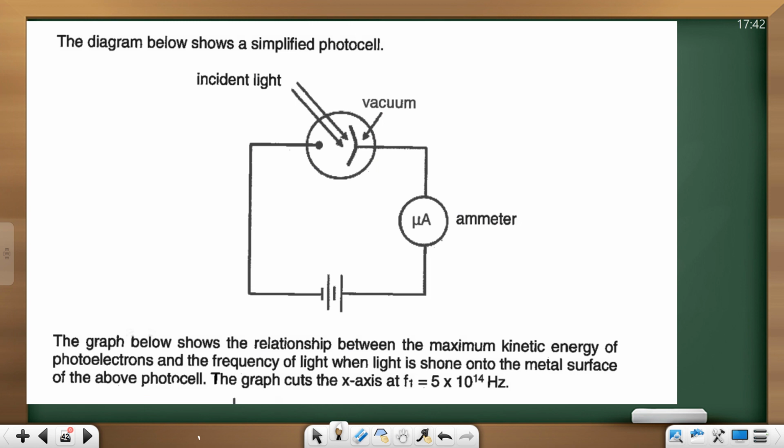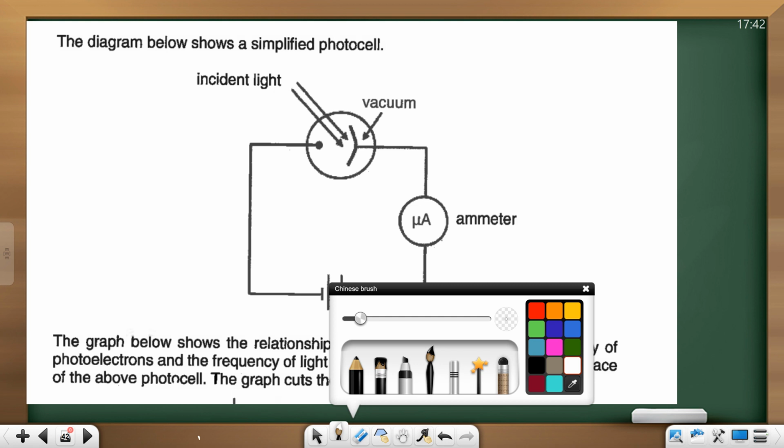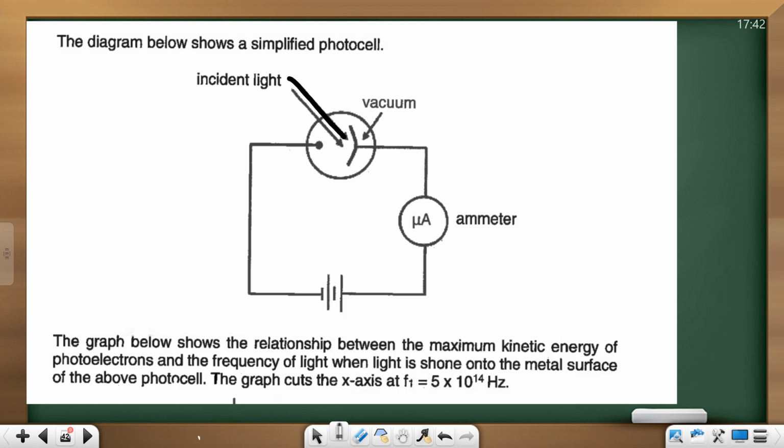All right. So the diagram below shows a simplified photocell. And you would see that light is shining on a metal there. It's in a vacuum, just to avoid air disruption. And you have an ammeter here, which is going to measure what? Current. So understand the topic again. The graph below shows the relationship between the maximum kinetic energy of the photoelectrons. I said, don't be dazzled by the word photoelectrons. It's just electrons. These are electrons released by photons. That's where the word comes from.